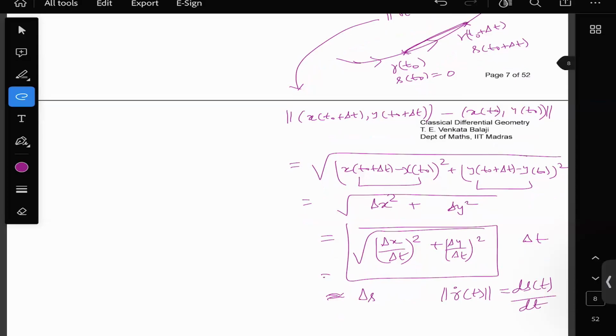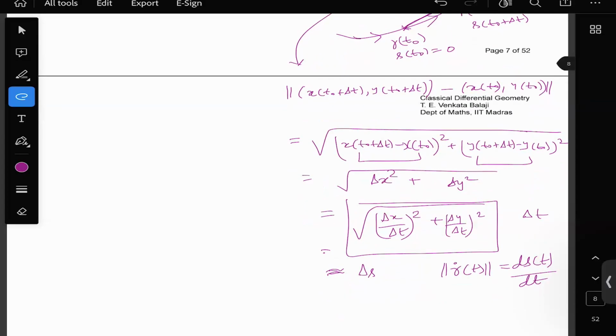All right. Or the other way, what I have actually done is, let me write it here, delta s by delta t times delta t. So the other way to write this is ds of t is norm gamma dot of t dt. I want to say that.